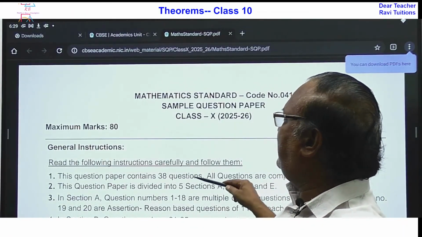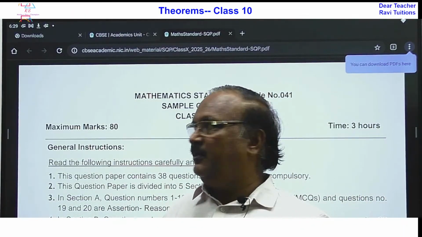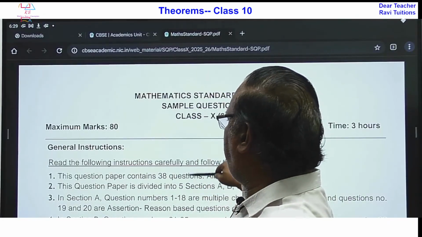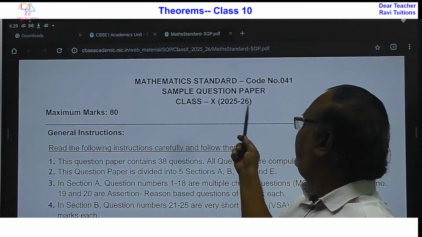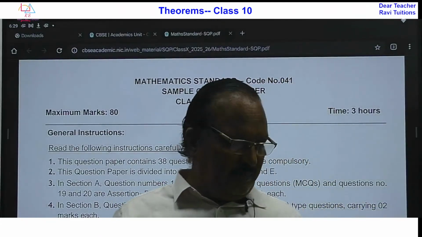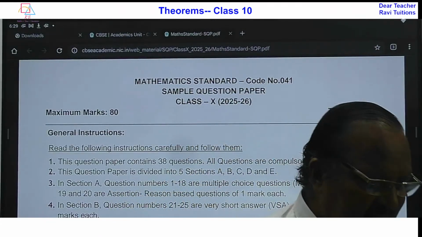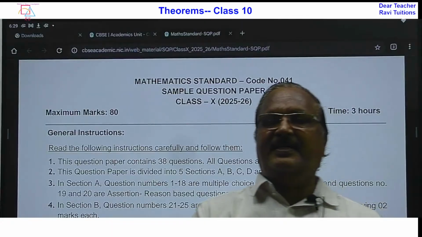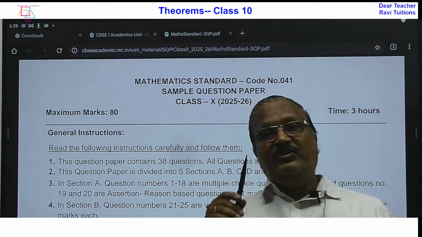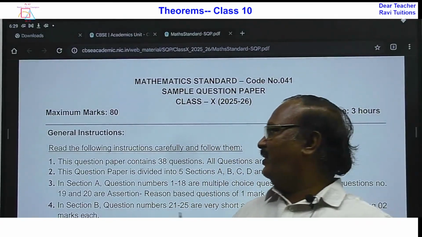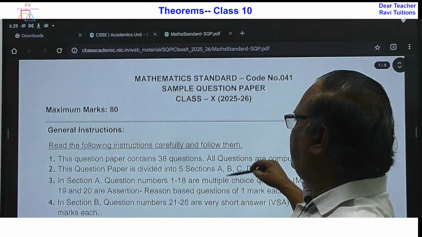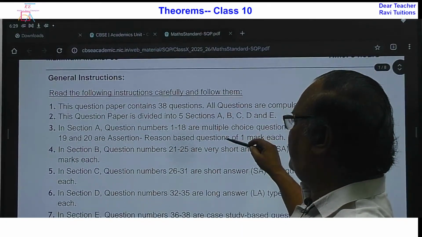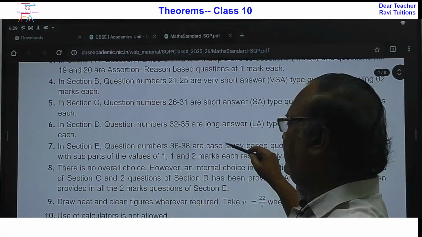So this is the maths sample question paper given by CBSE for 2025-26. The present academic year is 2025-26, because you are going to write the examinations on 26 March. So these are the questions, 38 questions, and all these instructions you can go through.